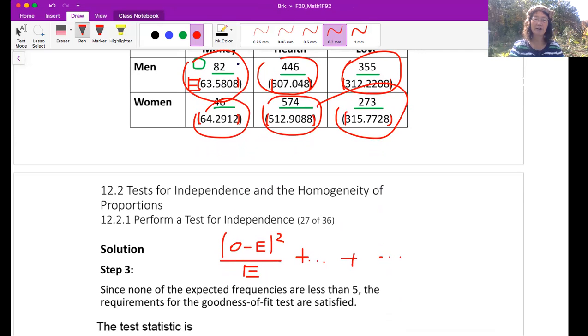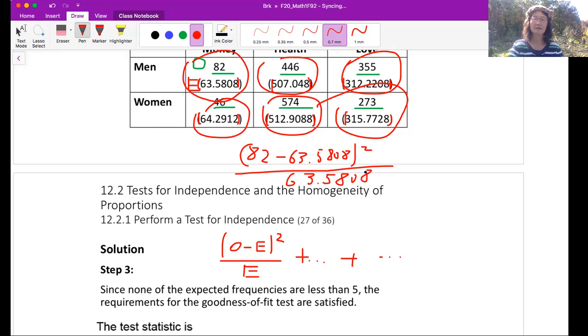So for example, the first one, O is 82. So we are going to use 82. E is 63.5808. So O minus E squared divided by E, 63.5808. So you just finished the first one. You need to repeat this 6 times. So do the next one. O is 446. E, 507.